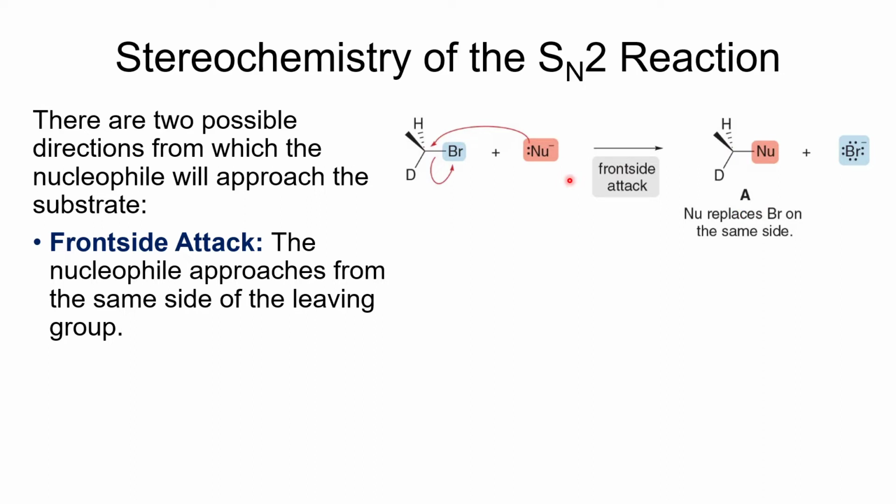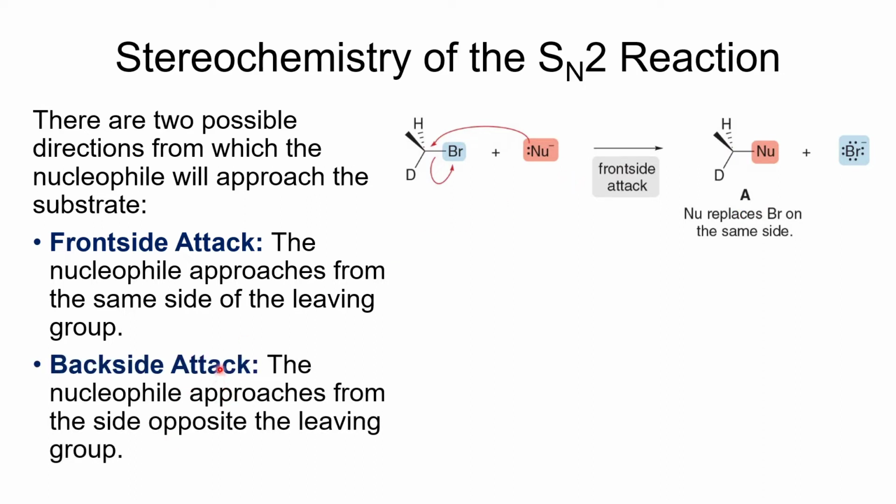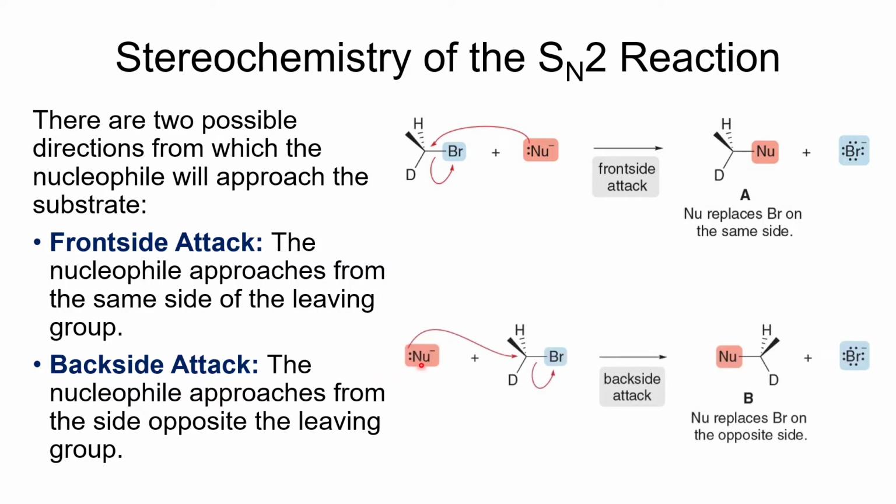The other possibility is what's called a backside attack. And this is where the nucleophile approaches from the backside of the molecule. And when that happens, we're going to start forming the bond between the carbon and nucleophile at the same time that we're breaking the bond between the carbon and the halogen. And when that occurs, we'll find that we change the stereogenic center. So there's a change in that stereogenic center, and that is the backside attack.